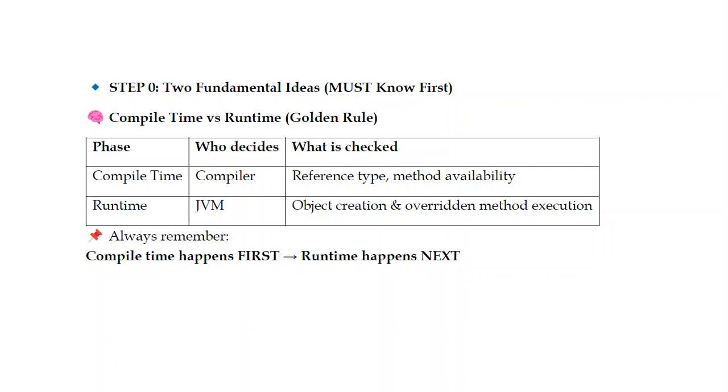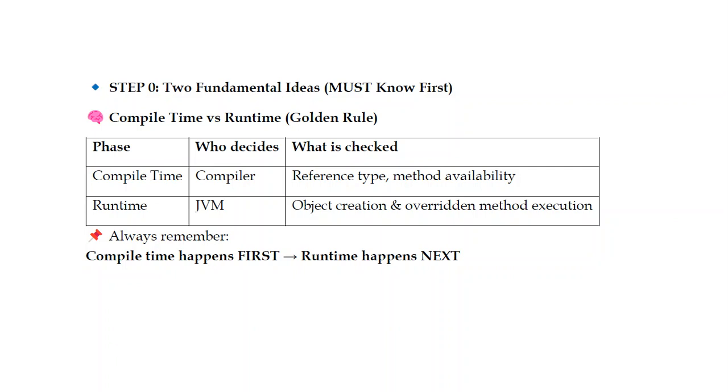For example, our class name is BasicCalculator, so next to it we should have the reference type. What is the example I am giving? Calculator. The class name is BasicCalculator, the reference type is Calculator. Next, whether the add method is present or not. This is what it will check. Next, runtime. In the runtime phase, who will decide? The JVM, the Java Virtual Machine, will decide.